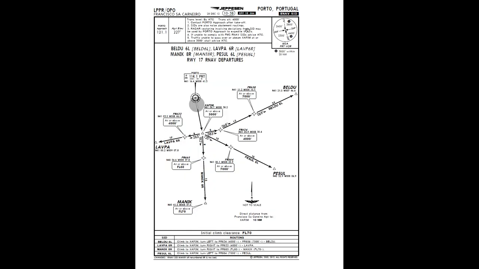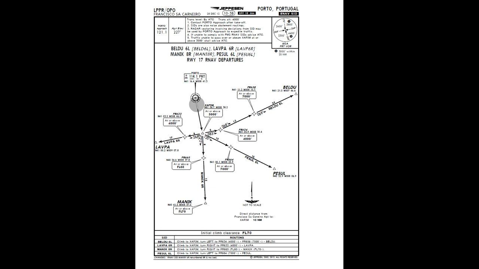At this moment we can move to the AirNav standard instrument departure. We will follow a LAVPA 6 Roma departure. As you can see, we will take off from 17 with the VOR Papa Romeo Tango 114.1 selected. We will just take off on the runway heading directly to Xapim. At Xapim we must be at or above 3000 feet.